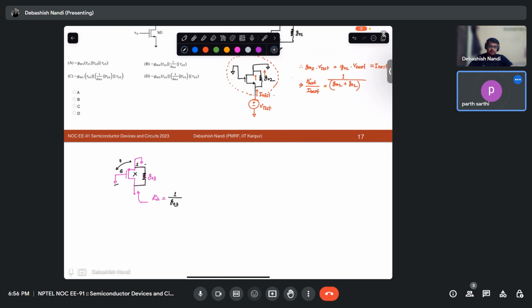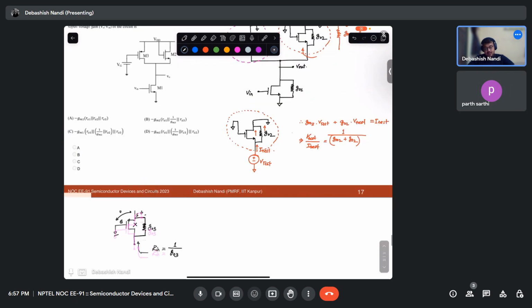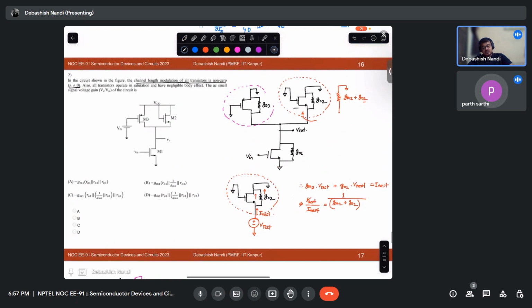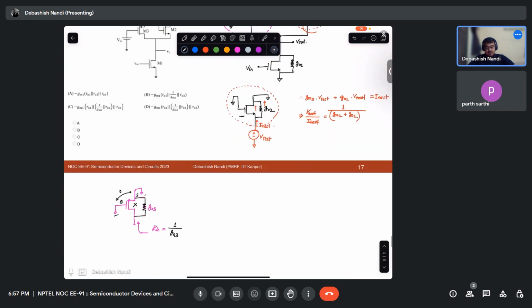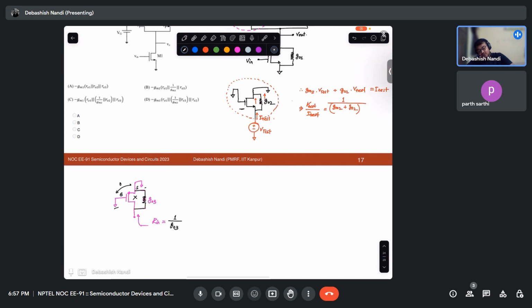Yes, sir. So why did you say it should be 1 over GM2 plus GO3? Sir, I didn't see the ground. The gate is grounded. In this case also the gate is grounded. So what is the difference between this and this?